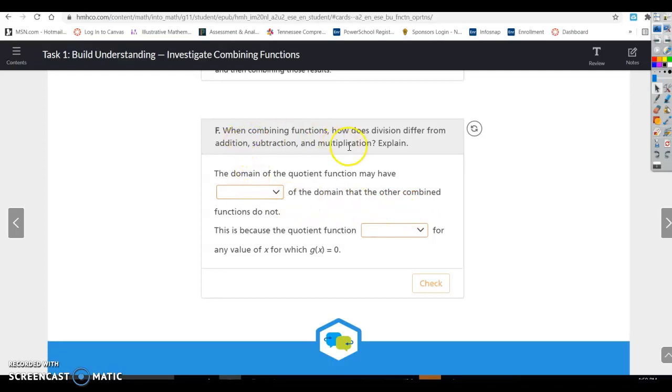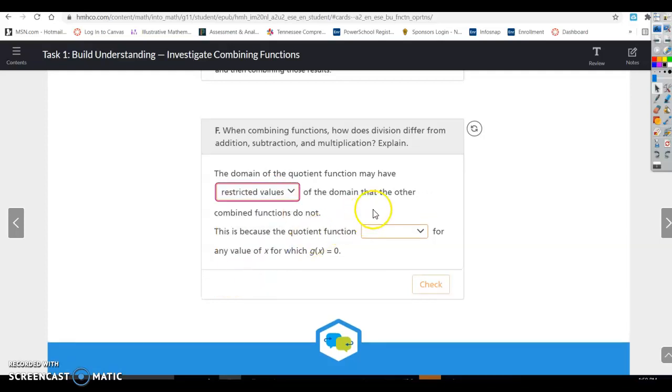So when combining functions, how does division differ from addition, subtraction, and multiplication? Well, the domain, remember you can't divide by 0. So anytime you're talking about division, you may have a restriction. So the domain of the quotient function may have, let's see what our choices are, restricted values on the domain that the other functions do not.